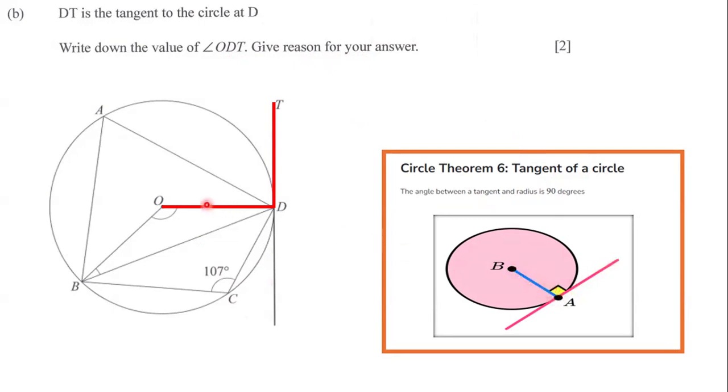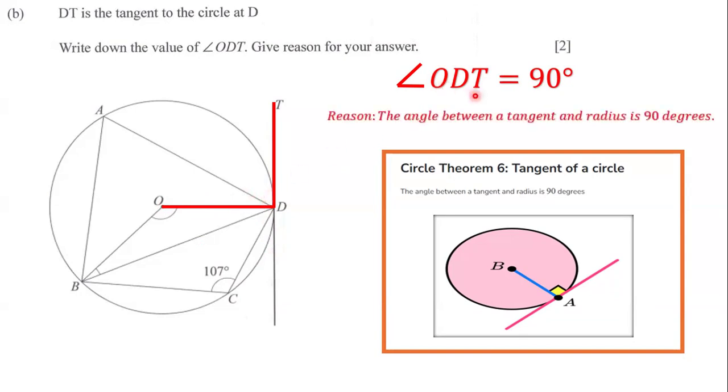We have the radius, OD, because it's a line segment that runs from the center of the circle to the circumference. And we have the tangent, this is the tangent line right there. The angle formed between the radius and the tangent line is going to be 90 degrees. So ODT is equal to 90 degrees, and the reason is because the angle formed between a tangent and the radius is 90 degrees. And that's the answer to this question.